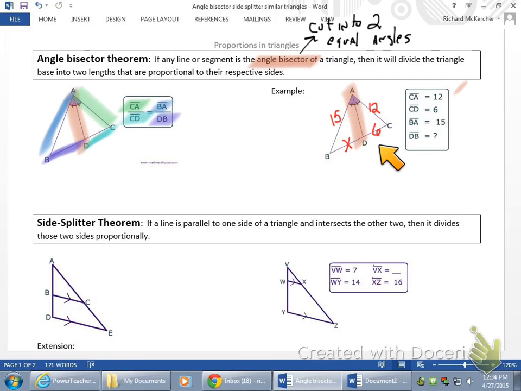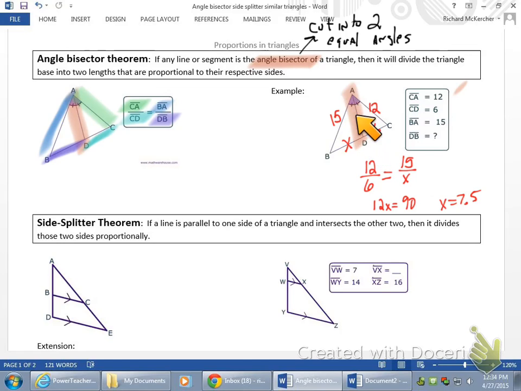So 12 over 6. And over here, the blue and the purple, so over here 15 over x. And at that point it becomes a solving problem, and you just solve it. So we found out that the angle bisector does divide the big triangle into 2 smaller triangles whose sides are proportional. Okay.